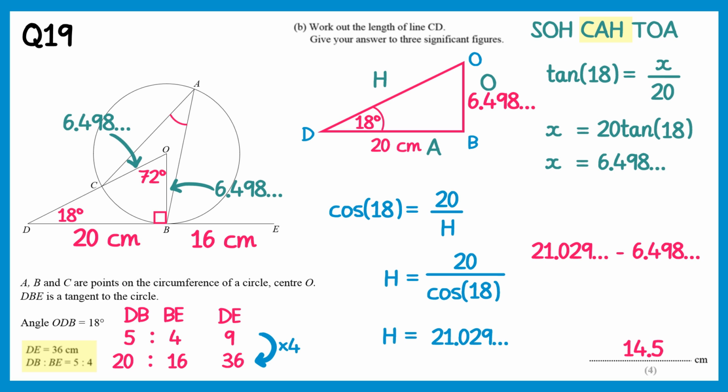It's worth noting there was another way to get the hypotenuse in this question. You could have used Pythagoras as well, since we knew DB was 20 and OB was 6.498. Either way, it doesn't matter as long as you get the right answer at the end.